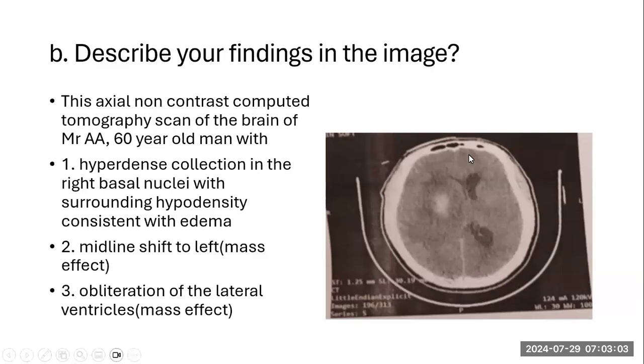The next question says, describe your findings on the image. As I've said earlier, this is an axial non-contrast computed tomography scan of the brain of a 45-year-old man. On the right hemisphere, there are areas of hyperdense collection in the right basal nuclei with surrounding hypodensity. This is the hyperdense collection. This is the surrounding hypodensity consistent with edema. There's also a midline shift to the left from mass effect. There's also obliteration of the lateral ventricle from the mass effect.